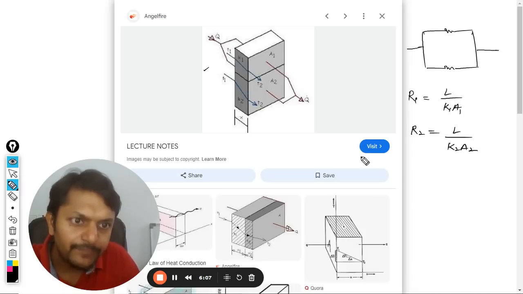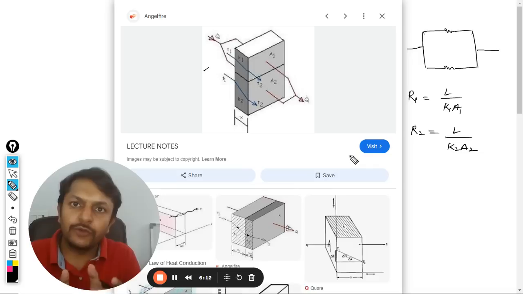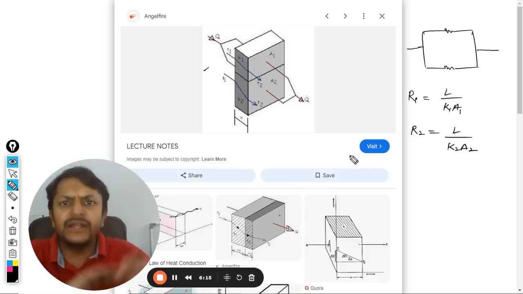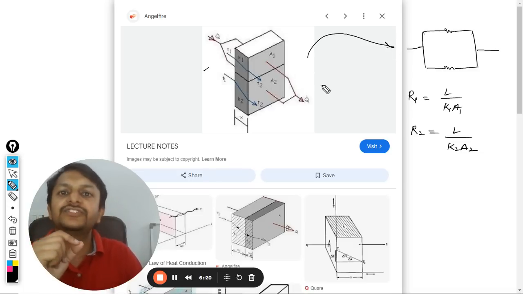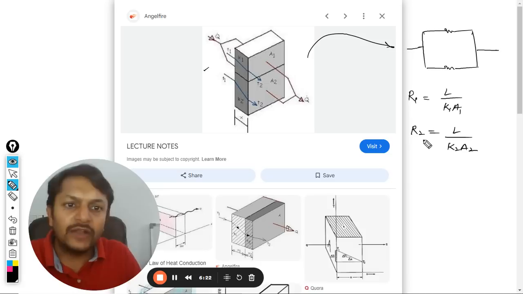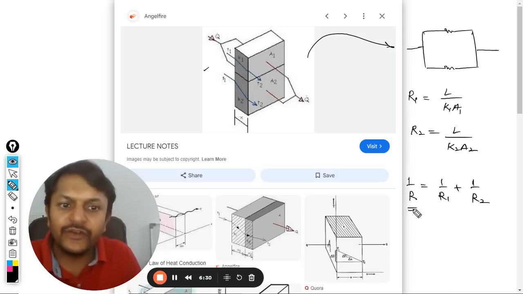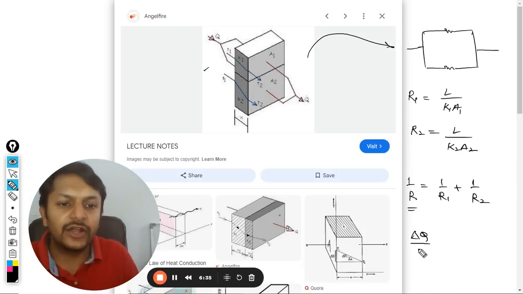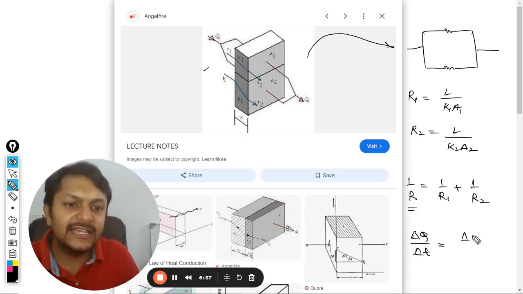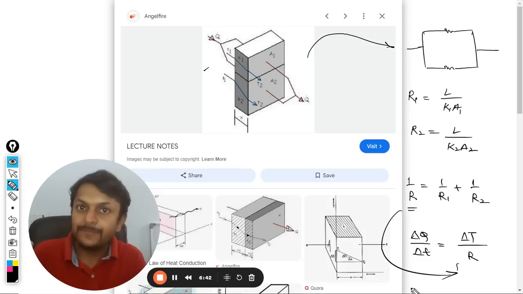divided by K2A2. I would like to recall that for thermal resistance we had a general formulation L divided by KA. I'm using that only. So I converted this thermal system into an electrical system, which is very easy to deal with. So R1, R2, and now we know how to find the parallel resistance. 1 by R is equal to 1 by R1 plus 1 by R2, and accordingly you can find the composite resistance of the wall, and then we can find the current, which is delta Q by delta T, equal to the total change in temperature divided by the composite resistance.